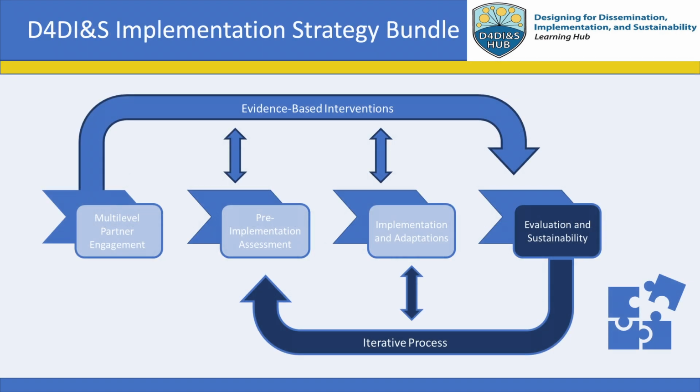As a reminder, the D4DI&S is a multi-component implementation strategy bundle that includes the 4 components illustrated here. This module is about Component 4, Evaluation and Sustainability. Now, let's dive in. Evaluation should occur in varying degrees throughout all phases of the evidence-based program as you plan for sustainment right from the beginning.